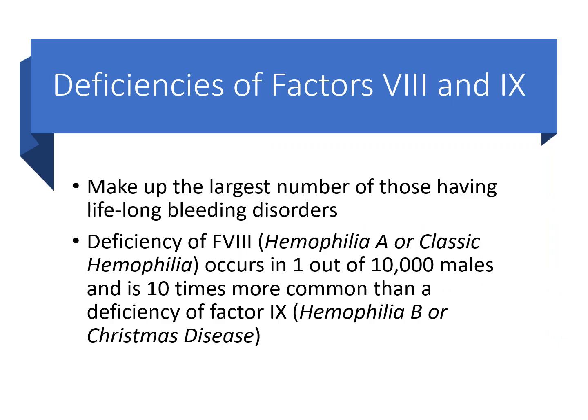Speaking of factor 8 deficiency, in this case, we're going to talk about factor 9 as well. So factor 8 and 9 deficiencies make up the largest number of those having lifelong bleeding disorders. With regard to deficiency of factor 8, we call this hemophilia A, or sometimes you may hear it referred to as classic hemophilia. And factor 8 deficiency occurs in about 1 out of every 10,000 males, and it is 10 times more common than factor 9 deficiency, which you may hear referred to as hemophilia B or Christmas disease.